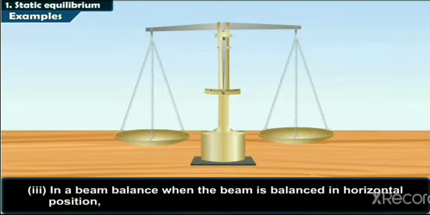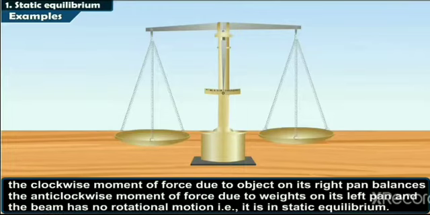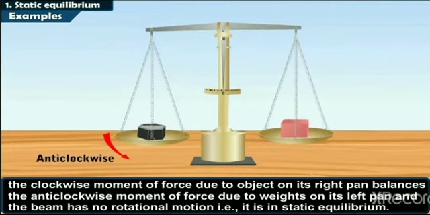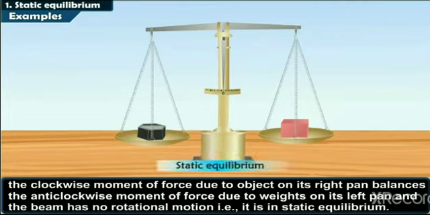Third, in a beam balance, when the beam is balanced in horizontal position, the clockwise moment of force due to the object on its right pan balances the anti-clockwise moment of force due to weights on its left pan, and the beam has no rotational motion. That is, it is in static equilibrium.